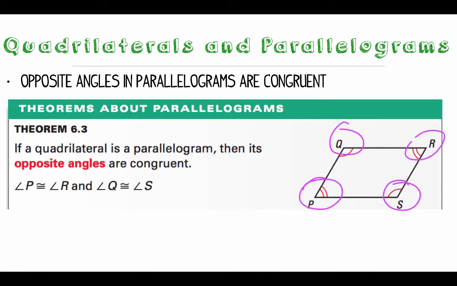So if you have, say, Q as 100 degrees, an obtuse angle, and R, an acute angle, is 80 degrees, we know that those two are going to be congruent to the opposite side. So we're still going to see our parallelogram interior angles equal 360. Q is going to be 100, S is going to be 100, R is going to be 80, and P is going to be 80. And that's what our opposite angles are.